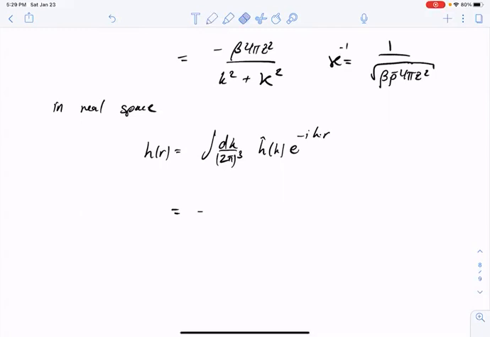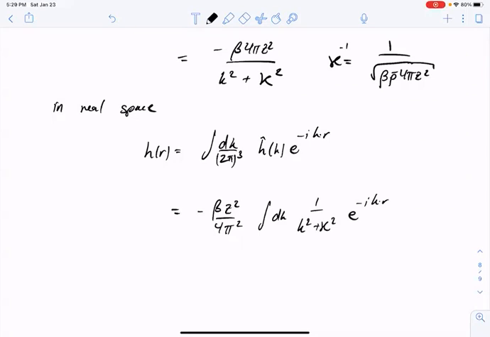Putting in our equation for h of K, we get minus beta z squared 4 pi squared out in front, integral over k vector, 1 over magnitude k squared plus this length scale kappa squared, e to the minus i k dot r. Okay, so now how do we do that integral?